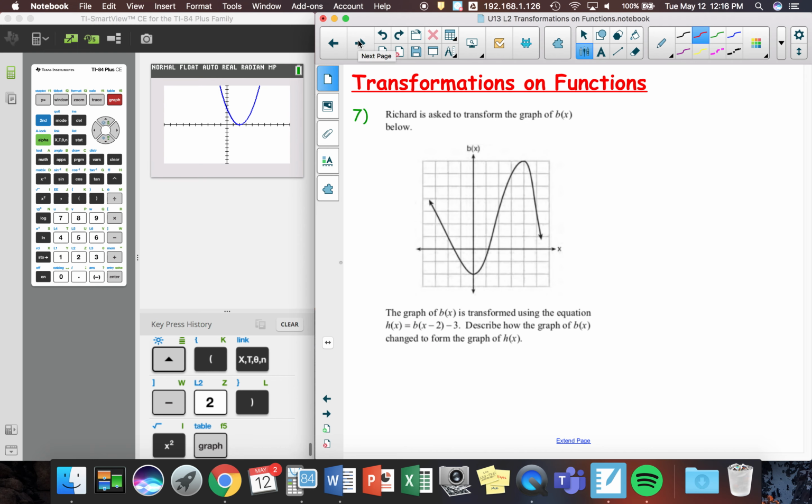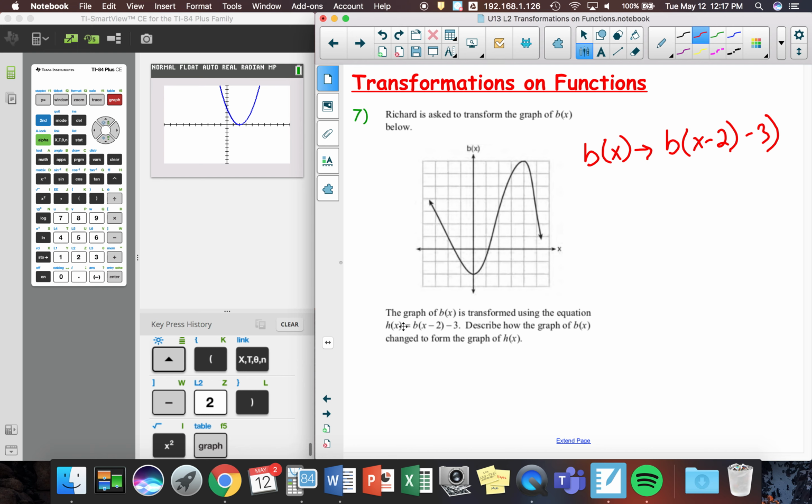Okay, next one. It says Richard is asked to transform the graph of b of x below. So we got this weird looking graph here. I don't know how to even graph that on my calculator. The graph b of x is transformed using the equation h of x equals b of x minus 2 minus 3. What are they even talking about here? Let's break this down. So they're saying that we have this function b of x, and it changed into b of x minus 2 minus 3.